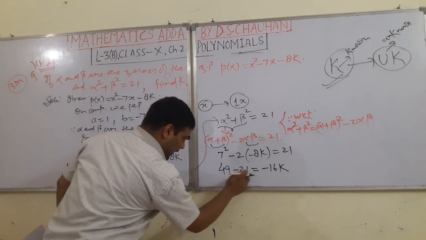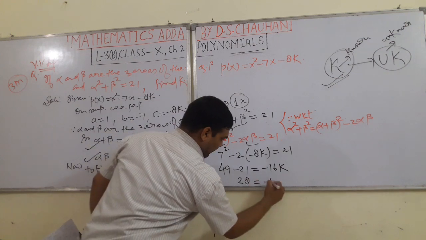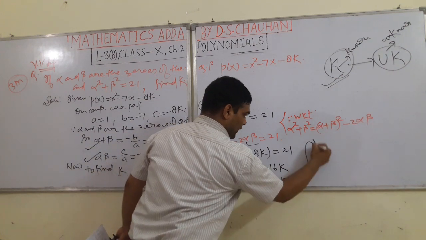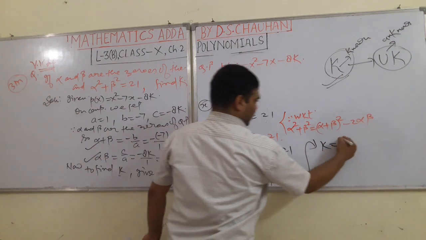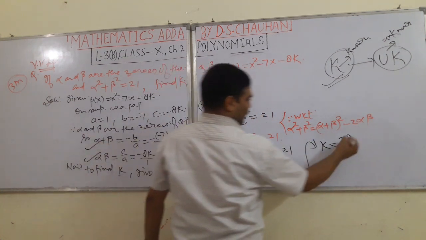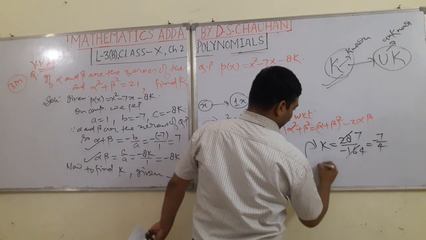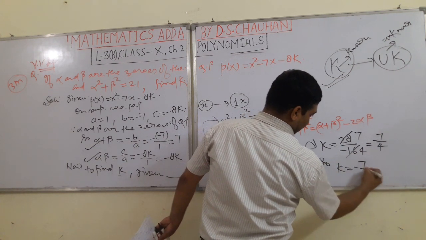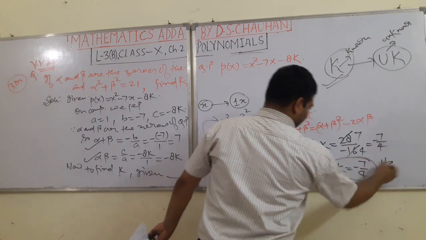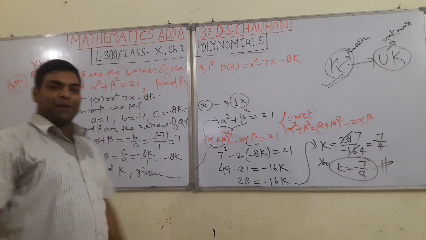Now simplify, 49 minus 21 is 28. It is 28 equal to minus 16k. So k will be 28 upon minus 16. As you simplify, 4 7s are 28, 4 4s are 16. The answer is minus 7 by 4. So the value of k is minus 7 by 4. See how easily we are able to solve this type of problem.